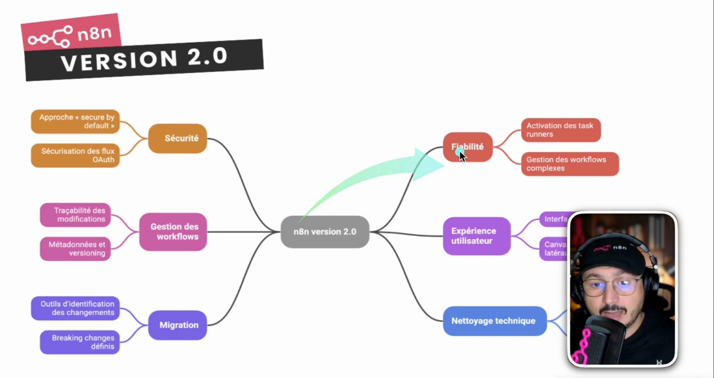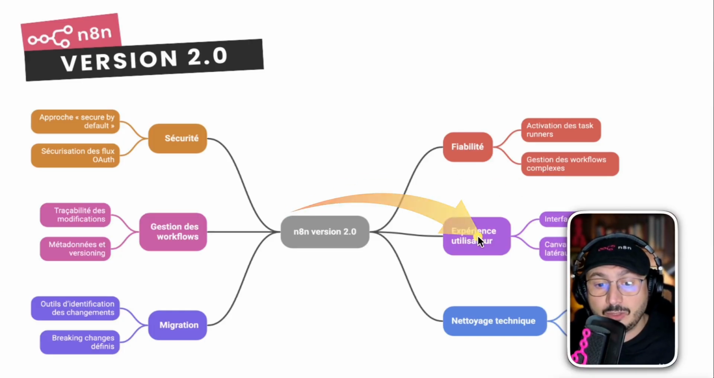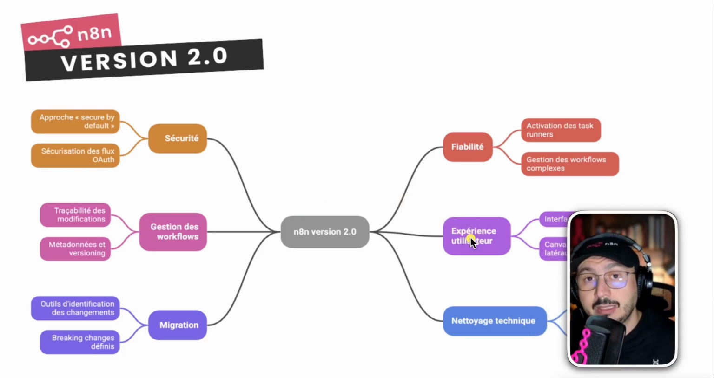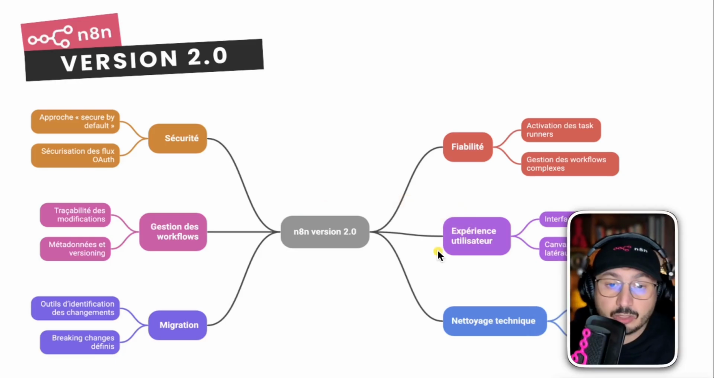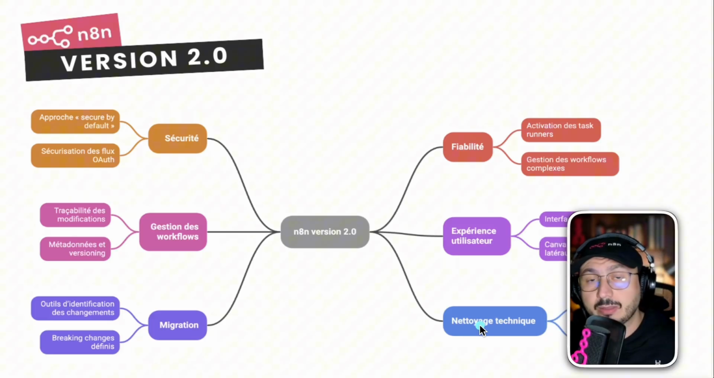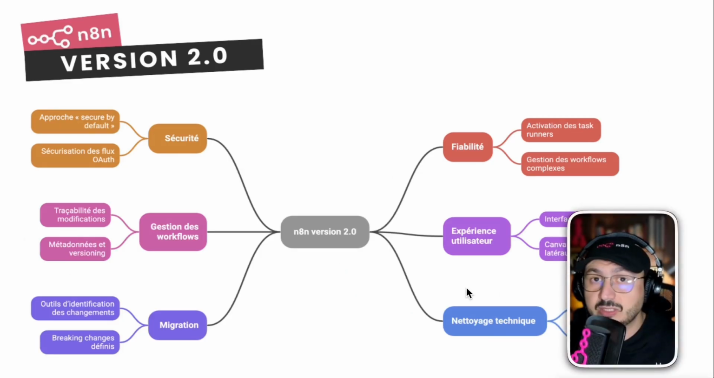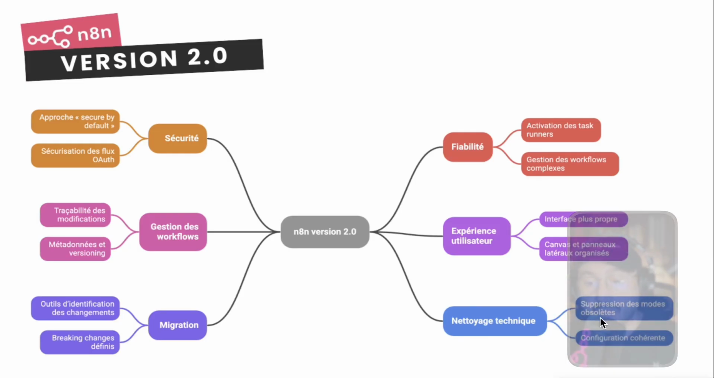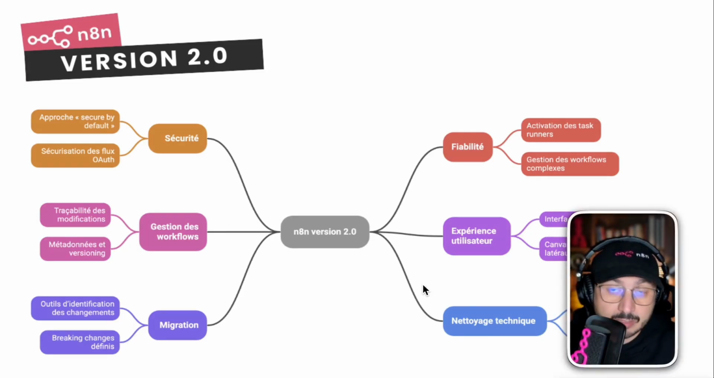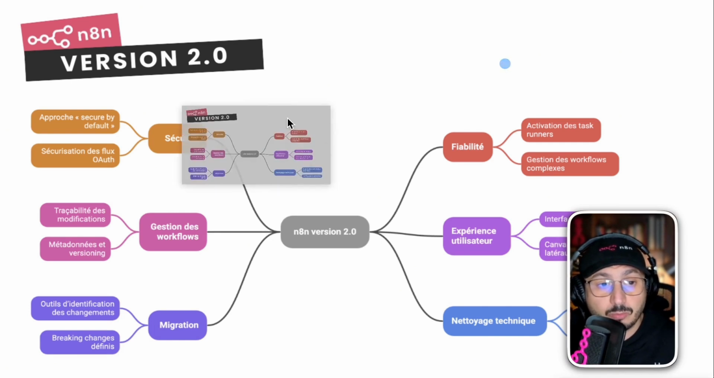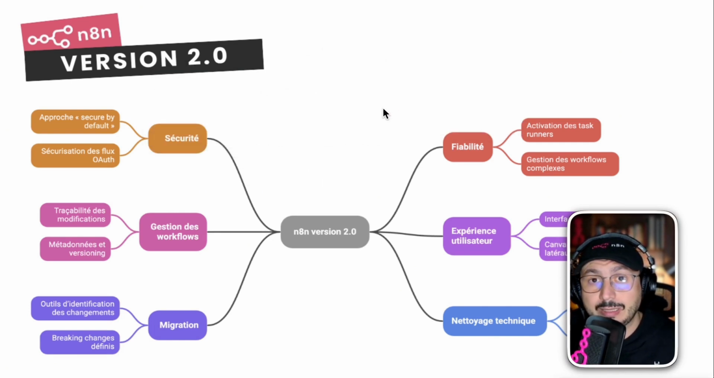Next, we have reliability. This is very, very interesting, especially for managing complex workflows. So they've really improved their system. And the user experience, the user interface has been slightly improved. And especially on the technical cleanup side, well, they've simply removed the obsolete modes that are useless, and most importantly, they've created a coherent configuration. They've checked everything to make sure the system is ready to really take on the new year 2026, and that the system is top-notch in terms of execution.